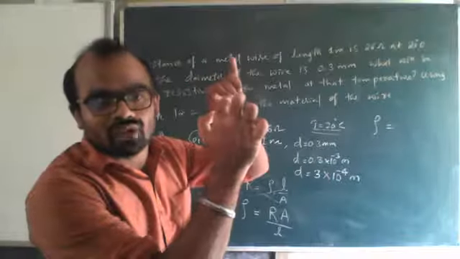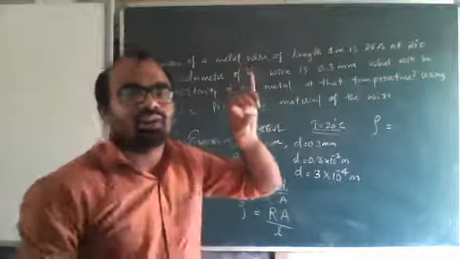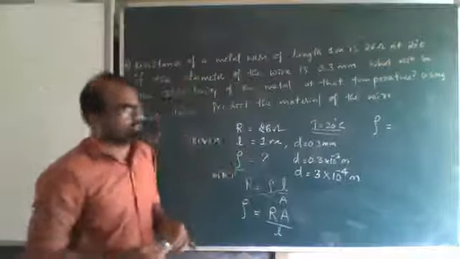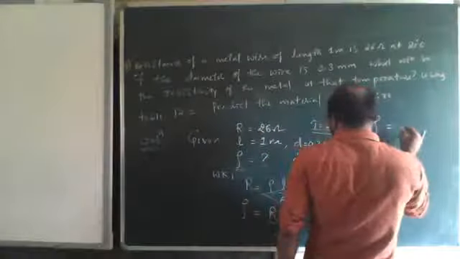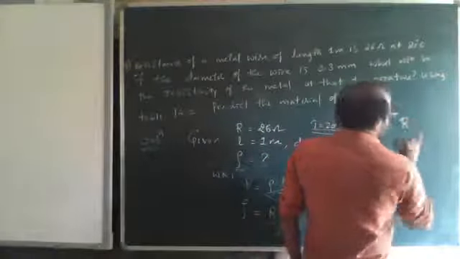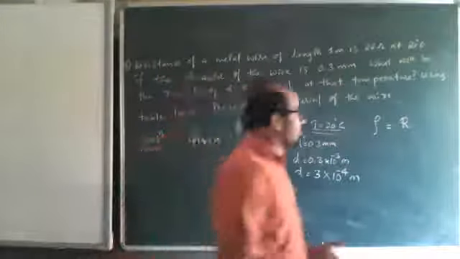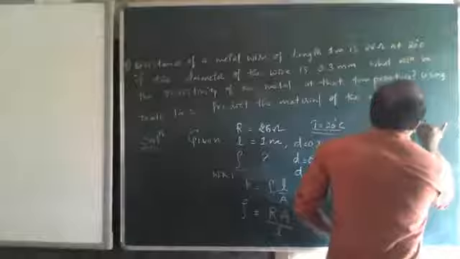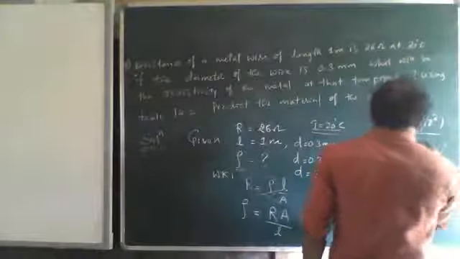This is wire. If you consider, this will be my area of cross section, thickness. That means we consider it as circle. So for circle, what is the area formula? Rho equal to R into, what is my area formula? What is area of circle? Pi R square. Okay. What is area of circle? Pi R square divided by L.